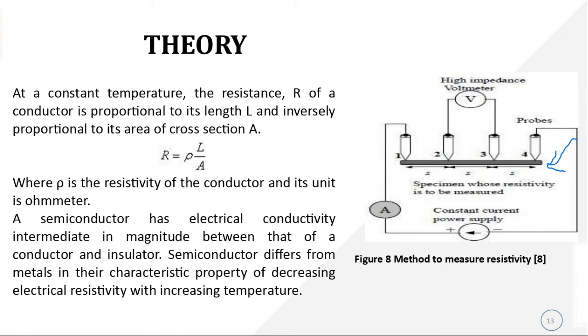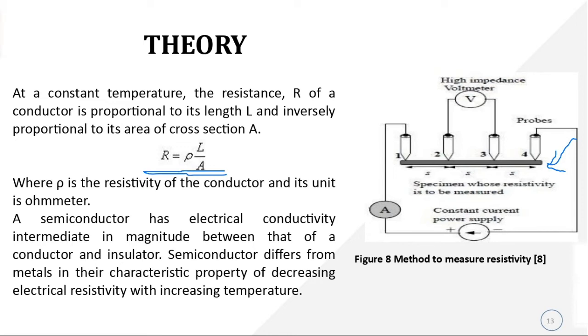So you have this formula, R equal to rho L by A. This is the formula for conductors, that R equal to rho L by A, in which R is directly proportional to the length of the material and inversely proportional to the area of cross section. The constant of proportionality we get is rho. So this is the formula of resistance for a conductor.